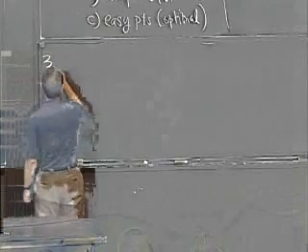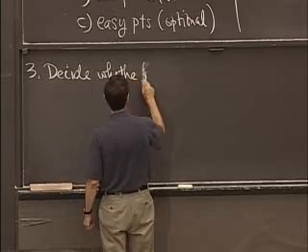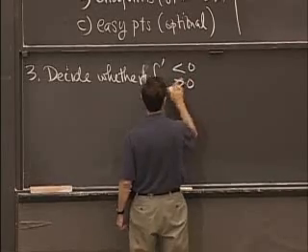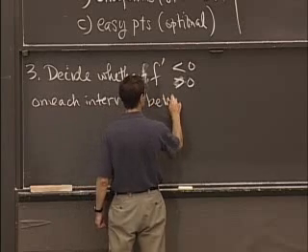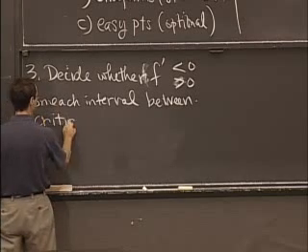All right, so the third step is to decide whether f prime is positive or negative on each interval between critical points, discontinuities.